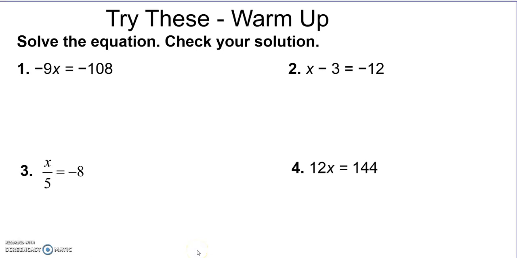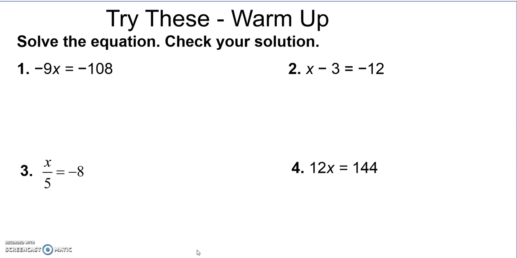Hi guys, so I want you to do this warm-up. This is based on the two previous lessons that we did. I believe it's 3.3 and 3.4, and now we are on 3.5. So can you please label your composition notebook as 3.5? I don't think we have a slide for that, so just please do that lesson 3.5.